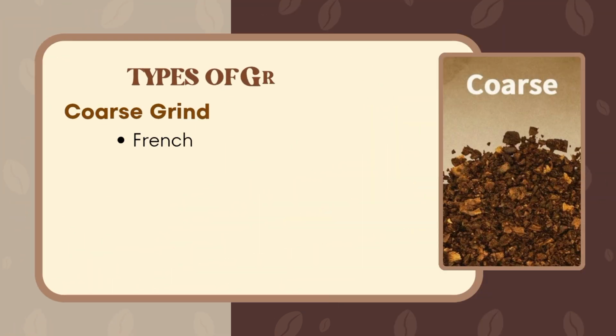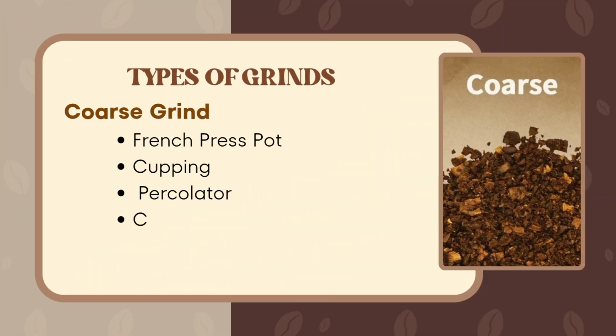The second type of coffee grinds is a coarse grind, a grind size that is slightly smaller than the extra coarse grind, but still relatively large. It is similar in texture to kosher salt or slightly smaller, with a rough texture and visible particles. This grind size is perfect for brewing methods such as French press, percolators, and Chemex, where the coffee grounds steep in water for a longer period.